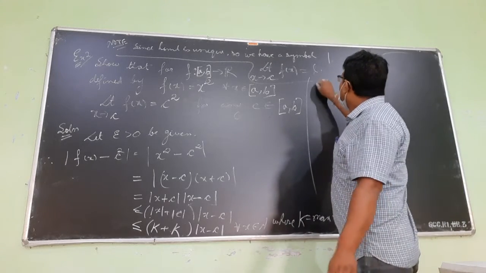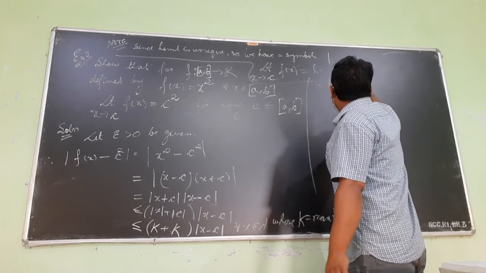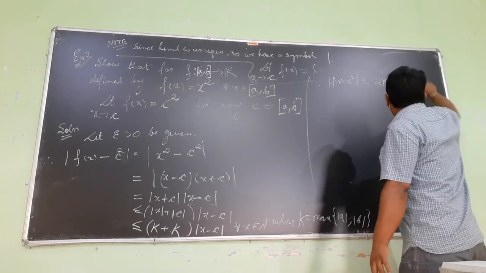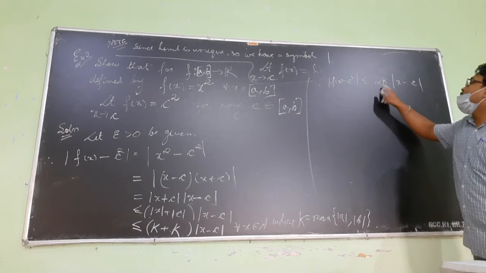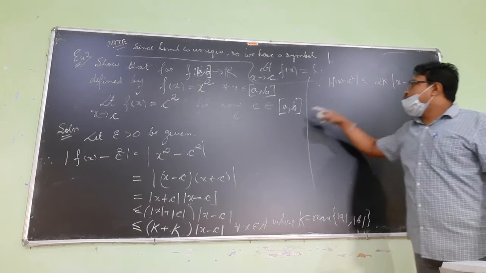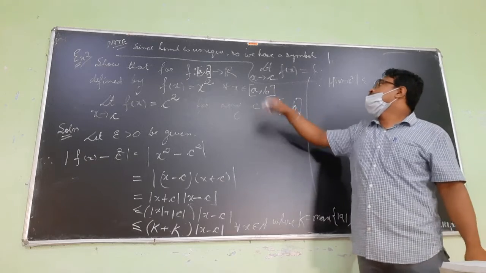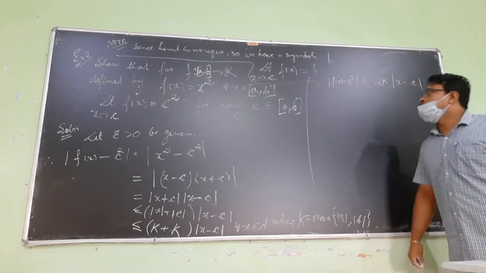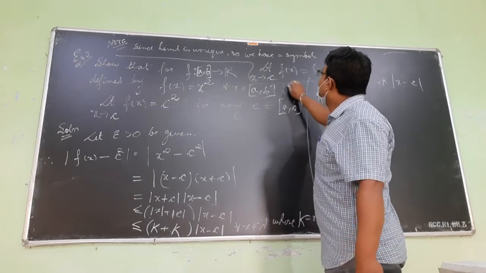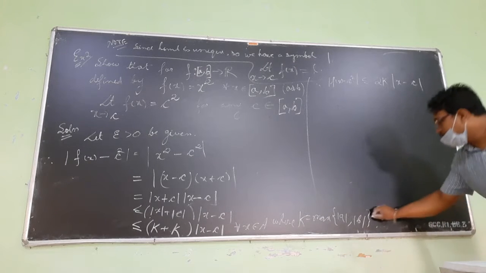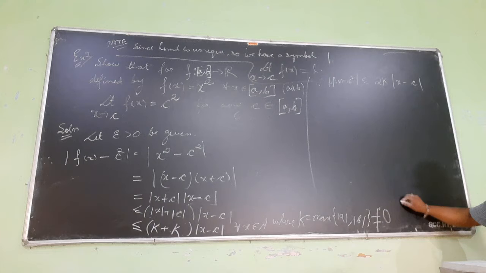So ultimately what I have got: mod of f(x) minus c square is less than or equal to twice k mod of x minus c. Can k be 0? This k cannot be 0 because if any one of them is 0, the other will be non-zero. This is an interval. So here A and B are unequal. It's not a singleton set. So we can just mention here A is not equal to B, so k is non-zero, as A is not equal to B and AB is an interval.